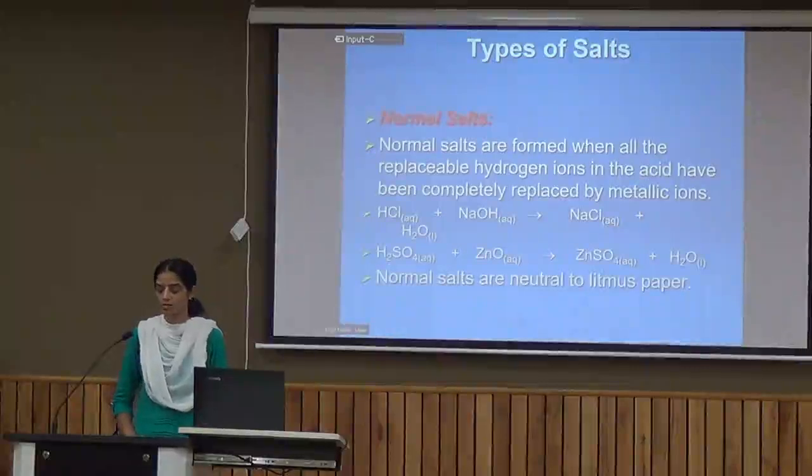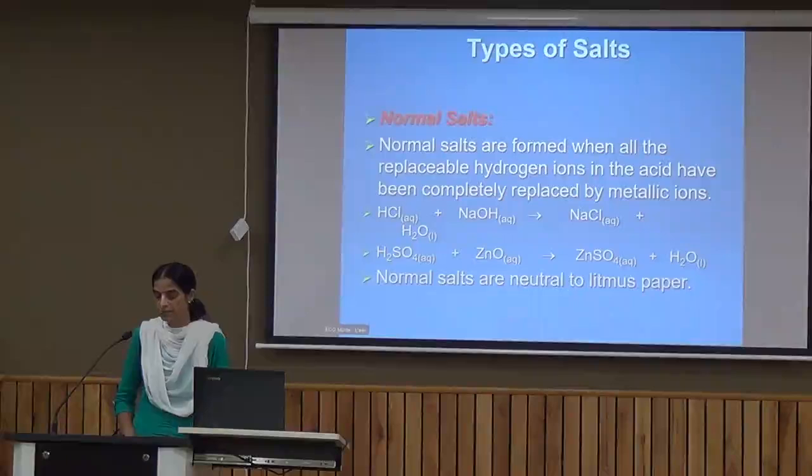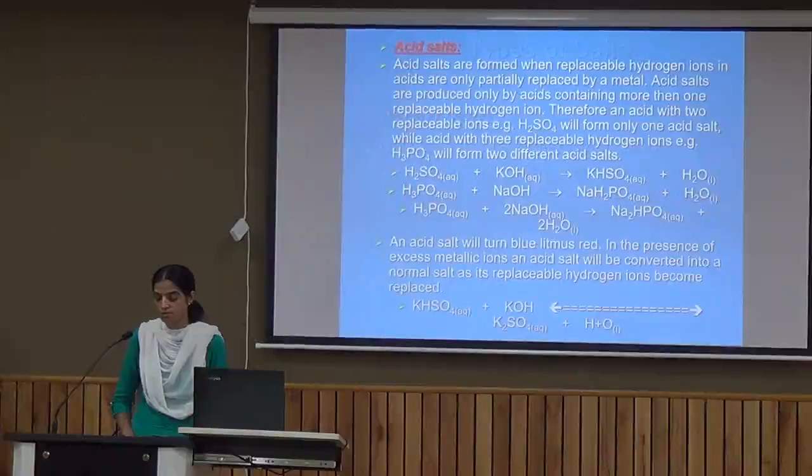Types of salts. Normal salts are formed when all the replaceable hydrogen ions in the acid have been completely replaced by metal ions or metallic ions. Like in this case, hydrochloric acid reacts with sodium hydroxide. The hydrogen ion of HCl is completely replaced by sodium. So we have the product sodium chloride. So sodium chloride is an example of a normal salt.